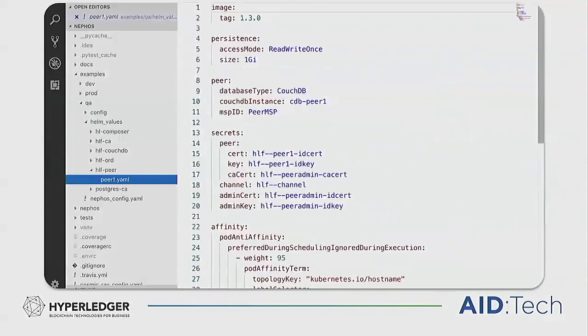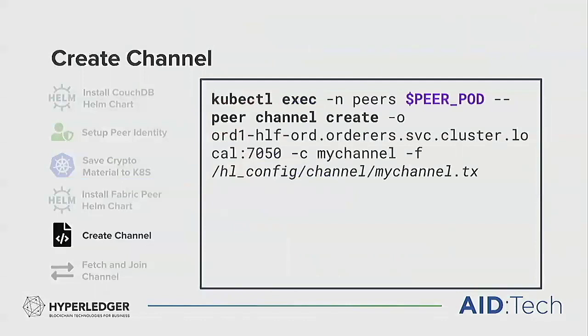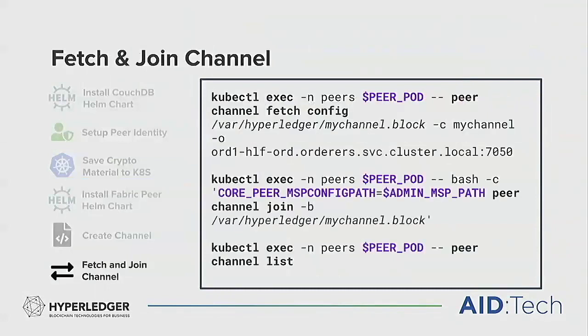Finally, almost finally, this is what the values file looks like. Again, it has the identity information for that peer and also for the administrator, because you'll need the key for the administrator to actually create the channel. And once you do that, you can actually create the channel, which we mount the channel transaction onto the peer, and we run this simple command to create the channel. And we fetch the channel block, and then we join it. And then we can check that the actual channel is actually present on the peer.